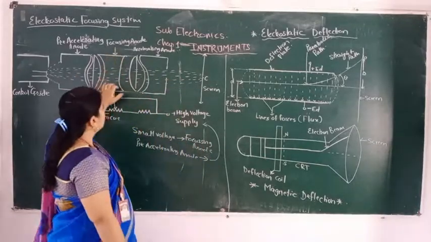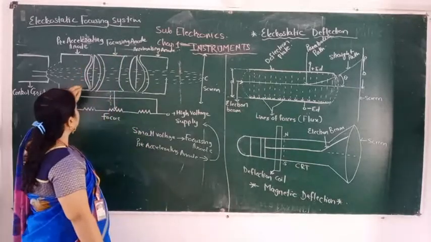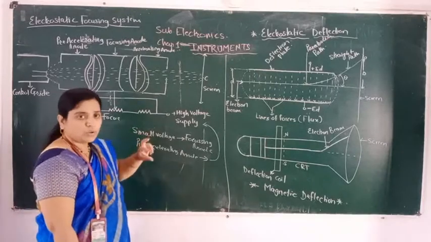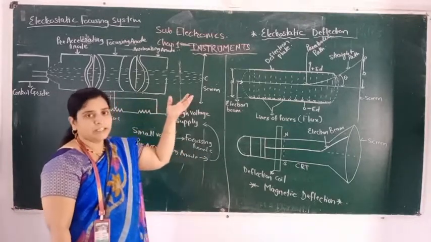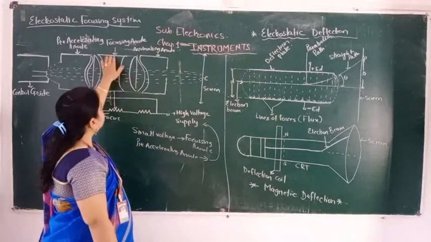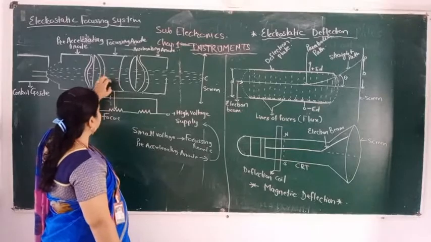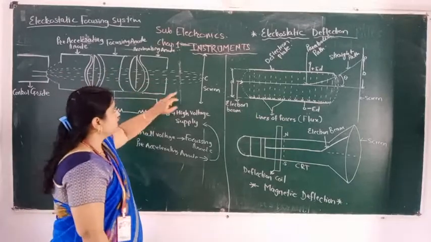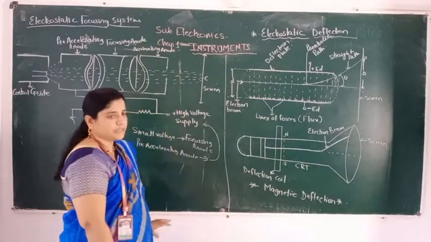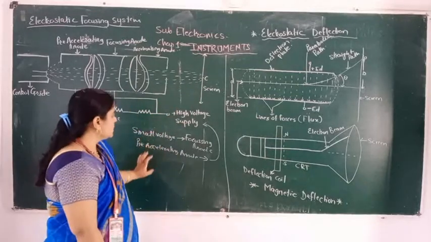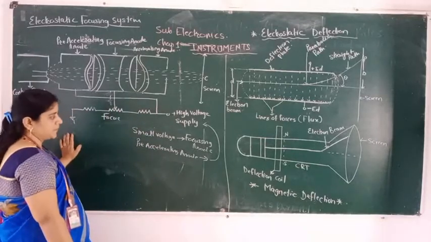The focusing anode has a small voltage and the accelerating anode has the high voltage, so it will balance the voltages. If it moves in the upward direction, because the focusing anode has the small supply, it will move in the downward direction, so that it will get a sharp and narrow beam, a straight path to the screen. Okay, so this is the working of the electrostatic focusing system.